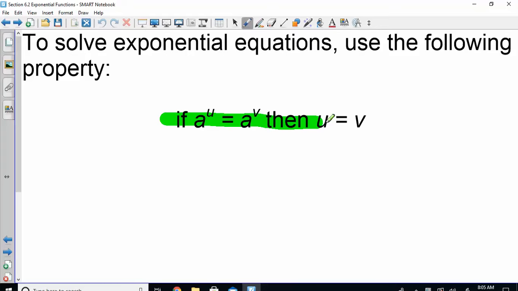It tells us if a to the u equals a to the v, then u equals v. What that means is if you have the same base on each side, then you can set the exponents equal to one another. So when we solve these equations, we will try to rewrite them so it's the same base on each side, and then we can drop the base and say the exponents are equal.